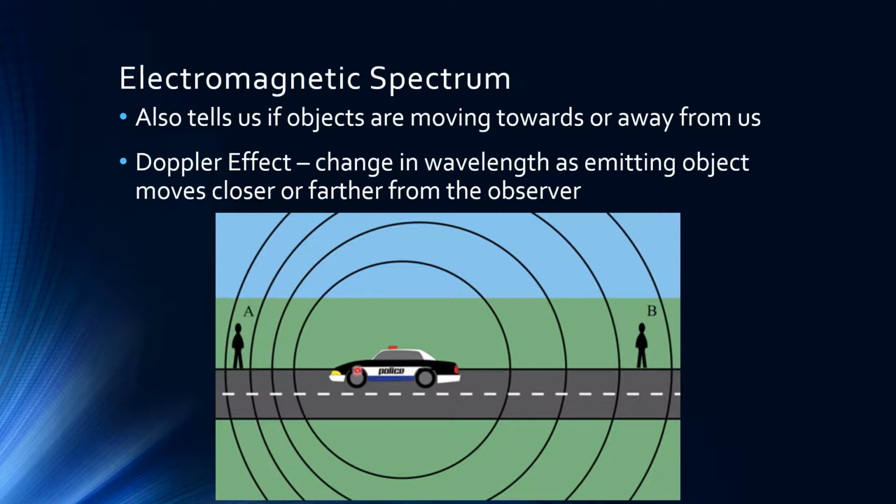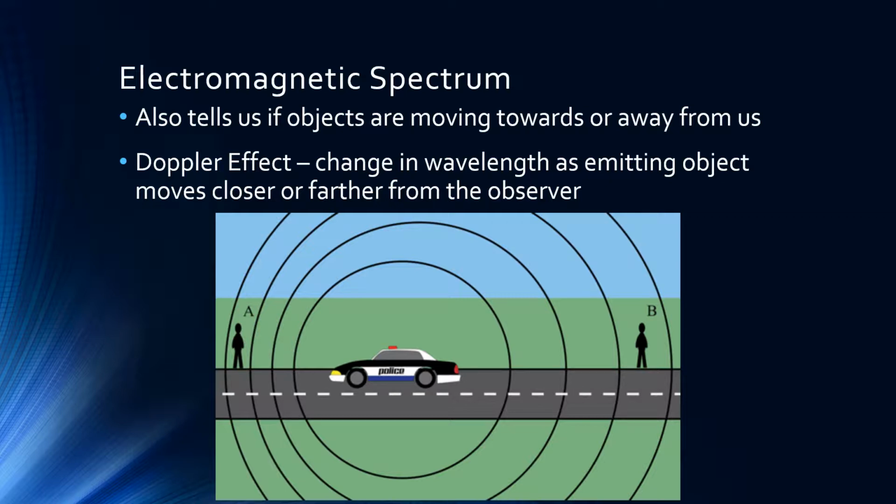So our police car is moving in this direction towards the person standing at point A. Now, as he's moving in that direction with his siren on, the sound waves are getting bunched up closer and closer together. That means the person standing here at point A will hear a higher pitch on that siren. As he's moving away from the person at point B, those sound waves are getting more and more spread out. That means the person standing here at point B will hear a lower pitch on that siren.